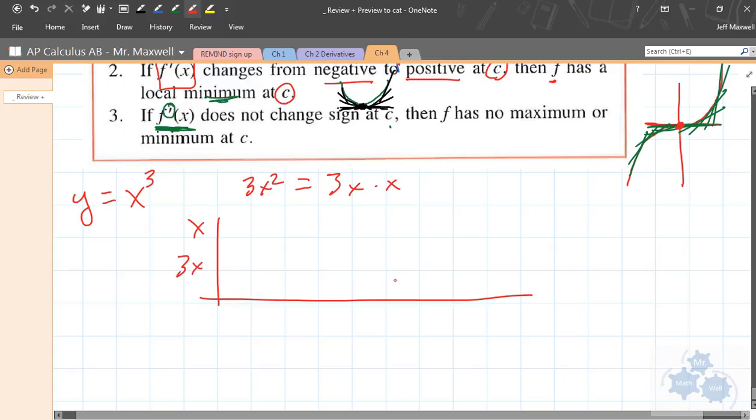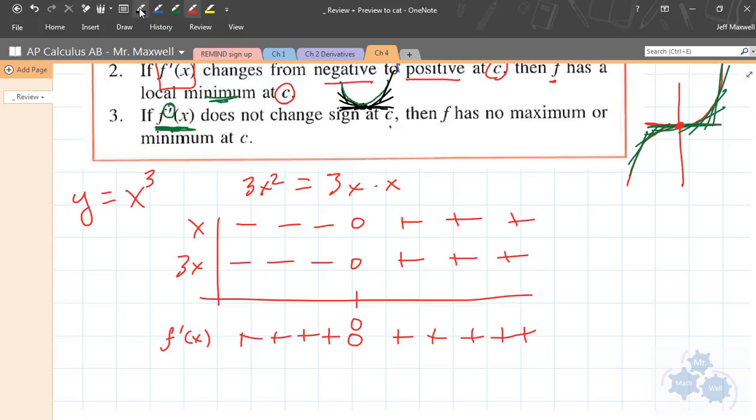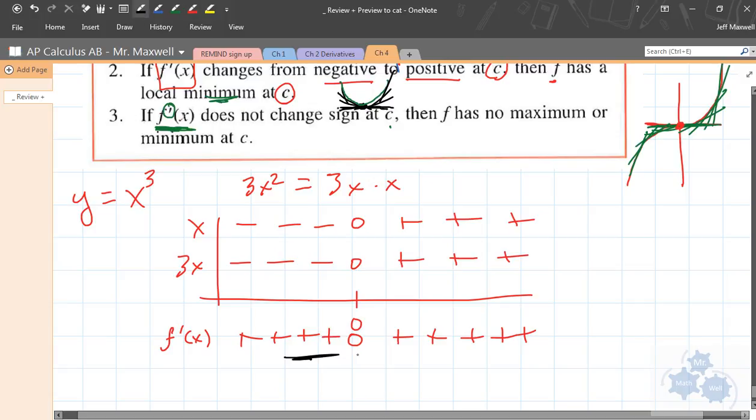We do sign analysis: x is 0 at 0, negative before that, positive after that. 3x is 0 at 0 as well, negative before that, positive after. So the derivative is positive here, it's 0 here, and it's positive afterwards. That's the third point right there. It's positive, goes through 0, and it's positive again. It does not change sign.